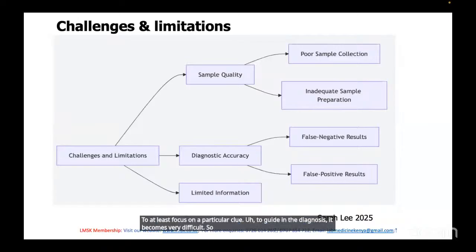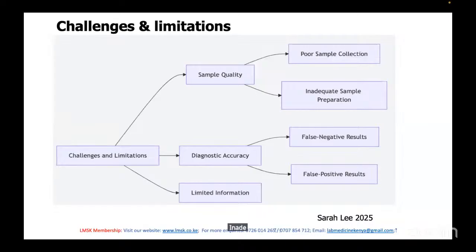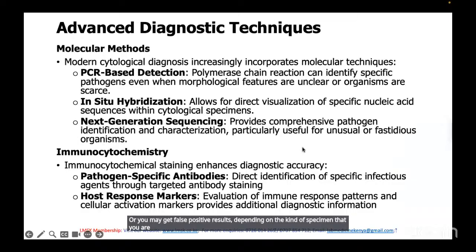So in that, if the sample is poorly collected, we will not get a meaningful diagnosis. And if the sample is inadequately processed, again, we will not have diagnostic accuracy. We are again prone to have false negative results. So in cytology, you may get false negative results, or you may get false positive results, depending on the kind of specimen that you are handling.